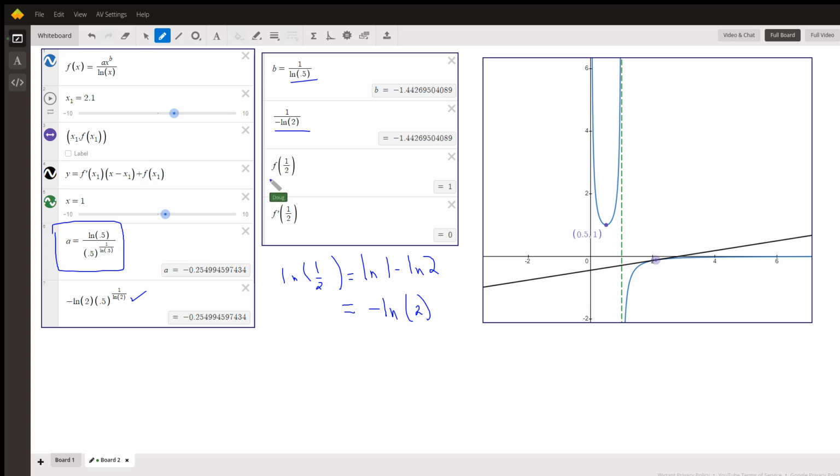Here's kind of proof. f of 1/2 is 1. f prime of 1/2, horizontal tangent line. Turns out it's a local minimum.